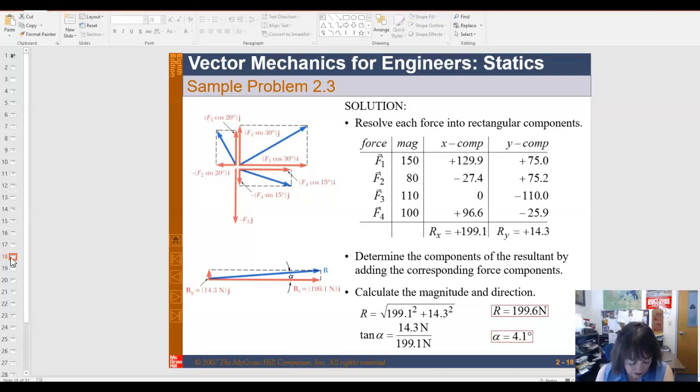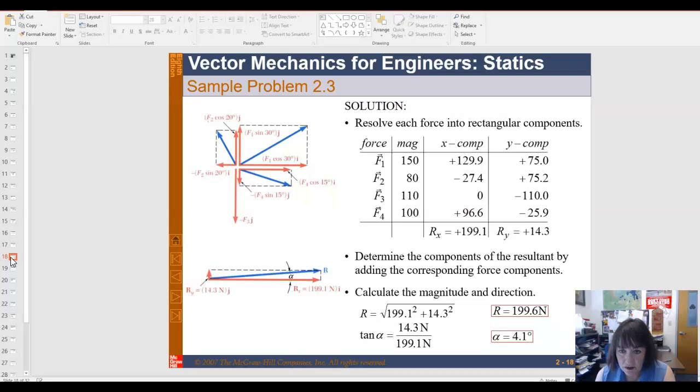We then have a force acting up and to the right, which has a magnitude of 80 newtons, acting at an angle of 40 degrees from the horizontal, and then a third force with a magnitude of 120 newtons, acting 30 degrees from the 80 Newton force, which means that it's acting 70 degrees from the horizontal.